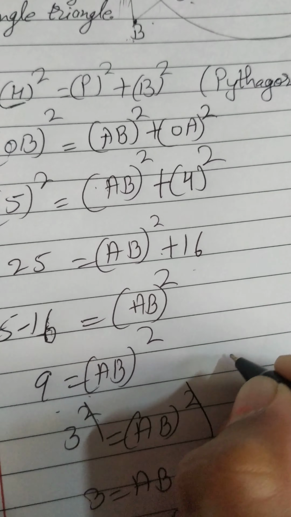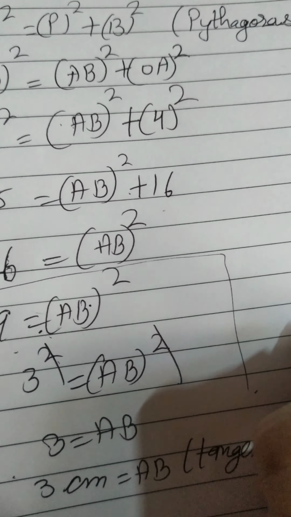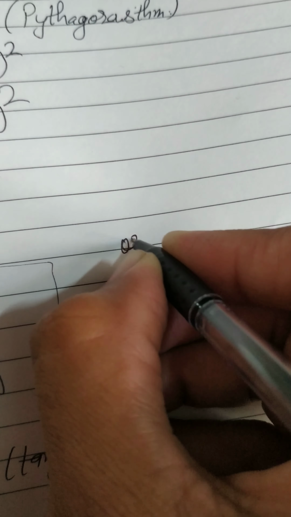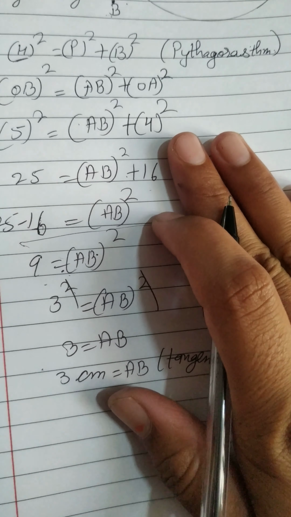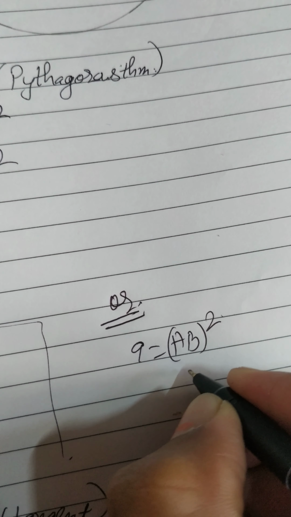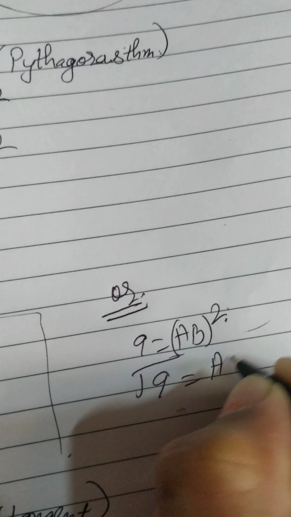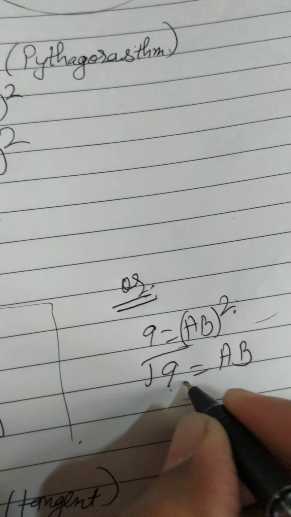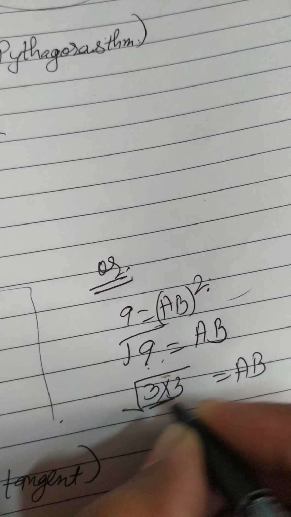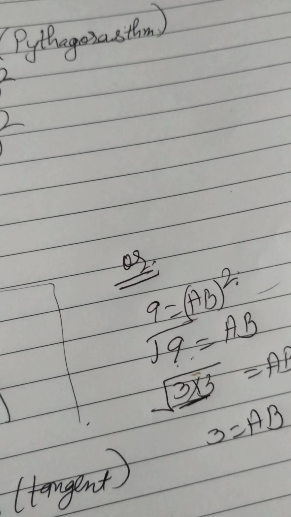You can do this in two ways. 9 is equal to AB square. The second way is like this. You have to find the value of AB. Now when the square comes to this side, it becomes square root. So square root of 9 is 3 into 3, and one 3 will be taken out. Hope you understood it.